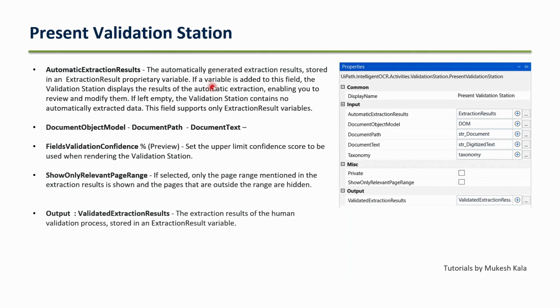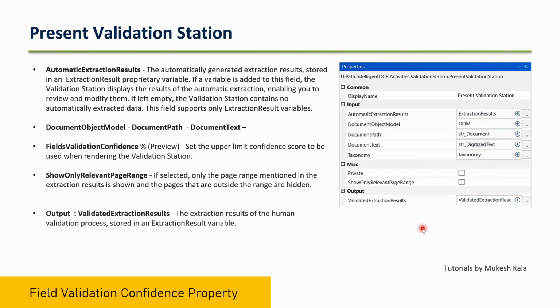Now the present validation has all these details, and I told you that there is a new field called show only relevant page range. This simply means that if selected, only the page range mentioned in the extraction result is shown, and the pages that are outside the range are hidden, right? So you can just toggle this on and off, and set this as per your requirement.